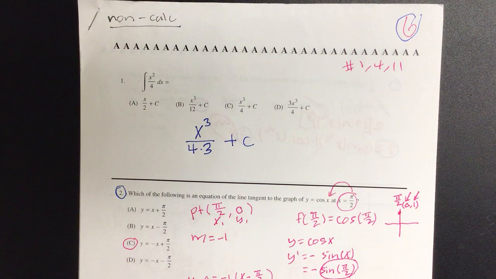So that was simplified to which answer choice? Which one? B. That's simple. Now let's go to number 4. Number 4 has to do with u substitution.